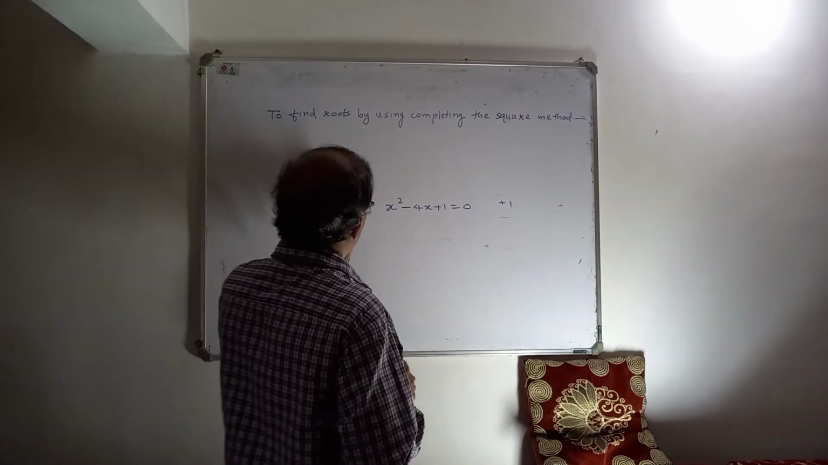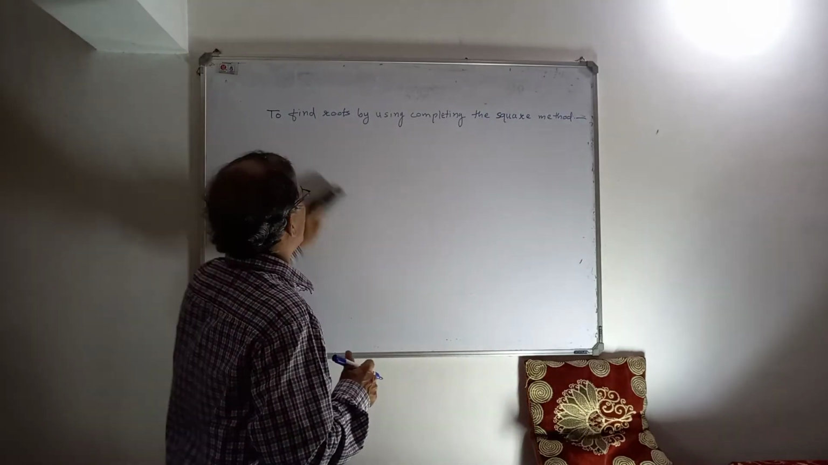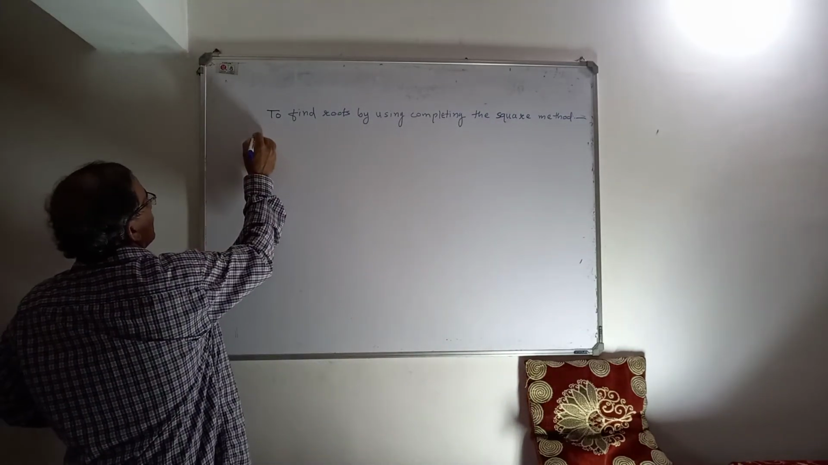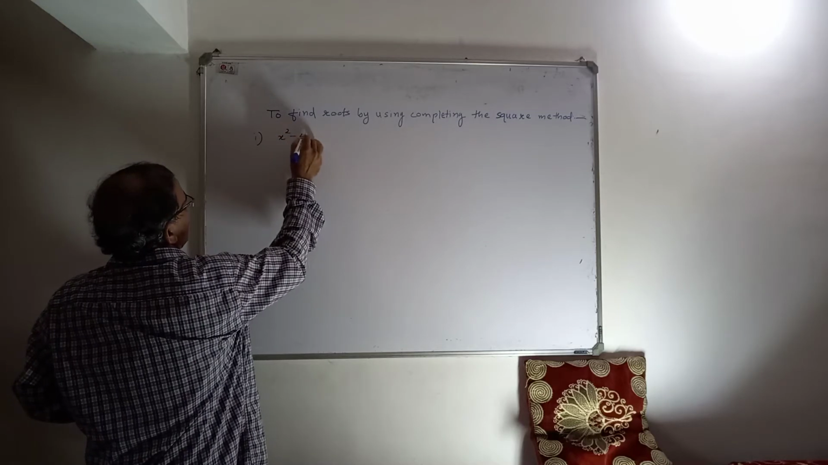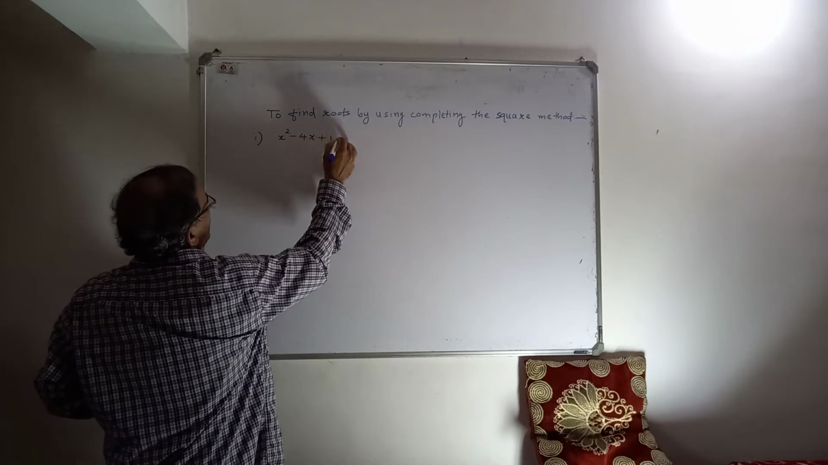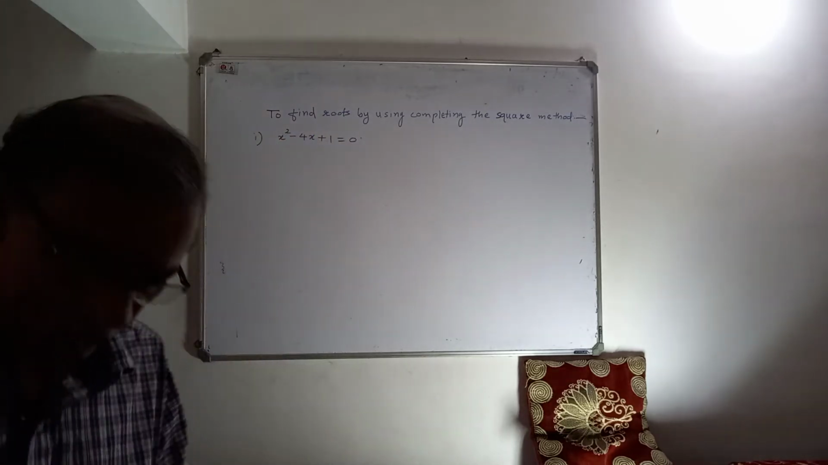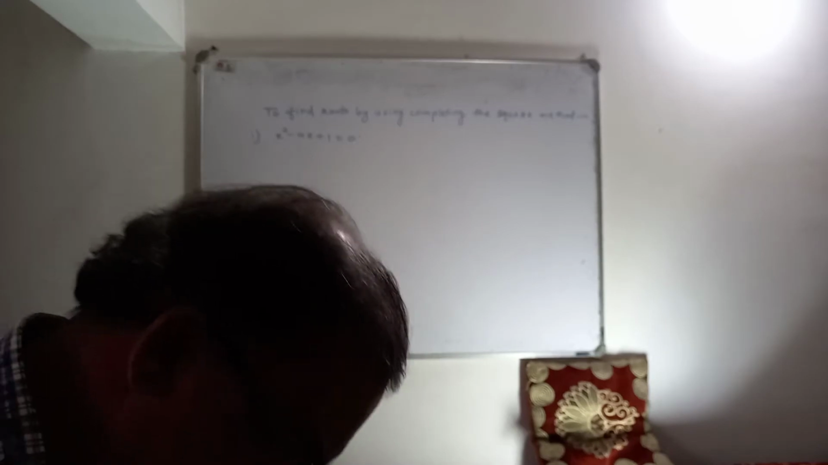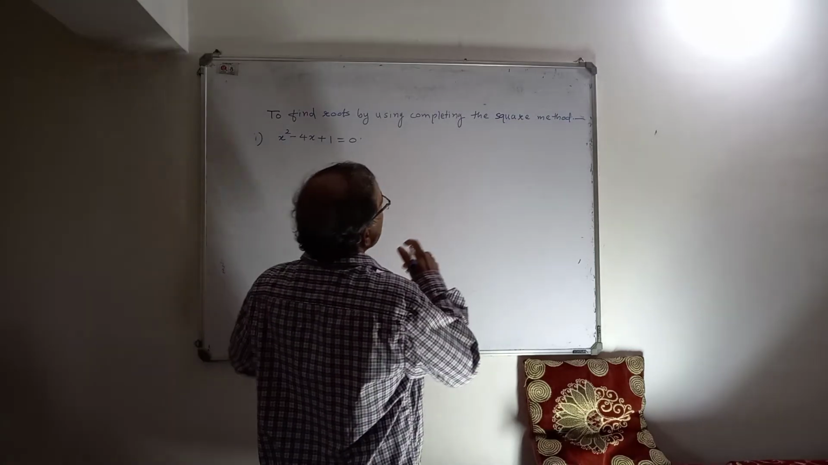Now let us see how the roots of this equation are obtained by using the completing the square method. x square minus 4x plus 1 is equal to 0. Suppose this equation is there, isn't it? Now, the completing the square method.